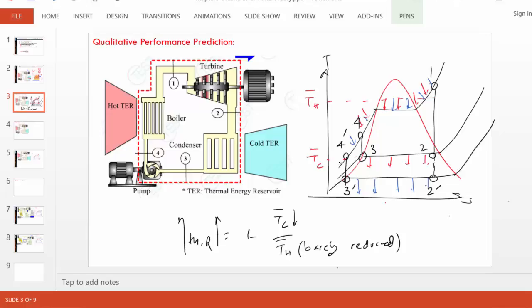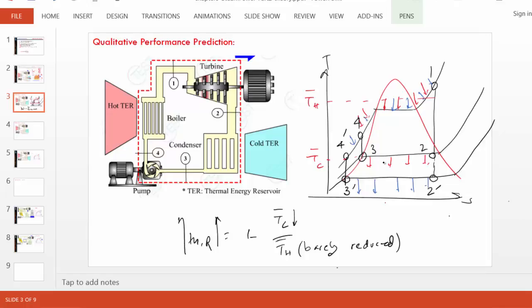And in this diagram, it seems like 4 and 3 are very separated, but actually these points are very close together. But as you solve problems, you'll realize that it is the reduction of TC bar that causes the efficiency to increase when the condenser pressure is reduced. And of course the net work is tremendously increased.